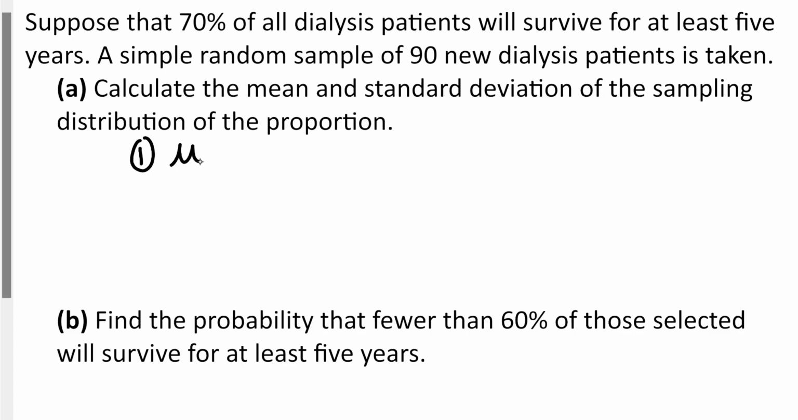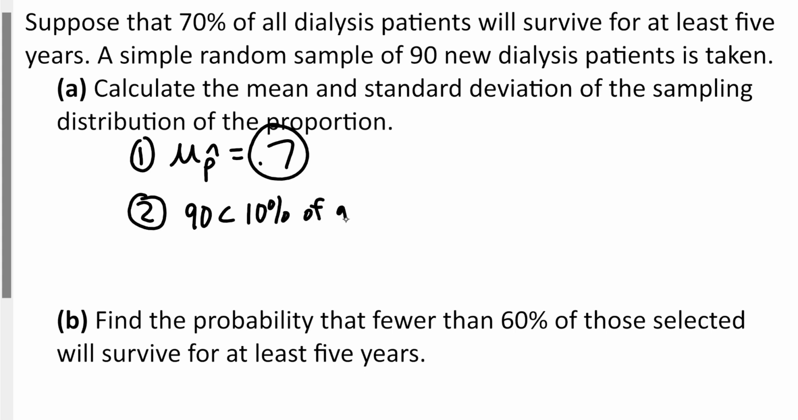Number one, the mean. It's got to be 0.7. It's going to be the same as the true mean of the population. So now standard deviation, we have to check before we can do that, is 90 patients less than 10% of all dialysis patients? So for this, we will assume it is. I assume that there's more than 900 dialysis patients everywhere.